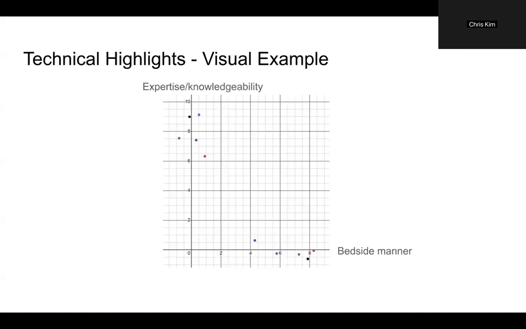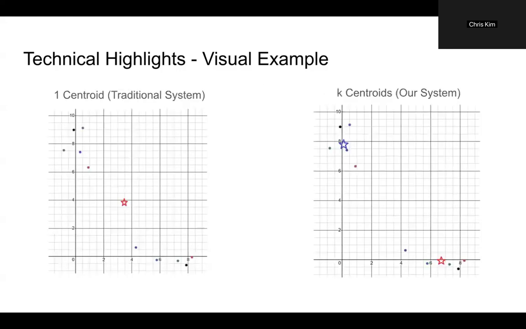For example, let's say we're trying to represent the doctors with expertise and bedside manner. Usually, most reviews only mention one or two aspects of the doctor, and you can see in our example that 5 reviews only talk about bedside manner and vice versa. With the traditional vector system, the reviews are averaged out to the red star shown on the left. And you can see that it does not really represent the reviews. Therefore, we introduced the K-centroid system, in which we basically use multiple centroids for review vectors. And you can see that these two centroids represent the review vectors much better on the right side.